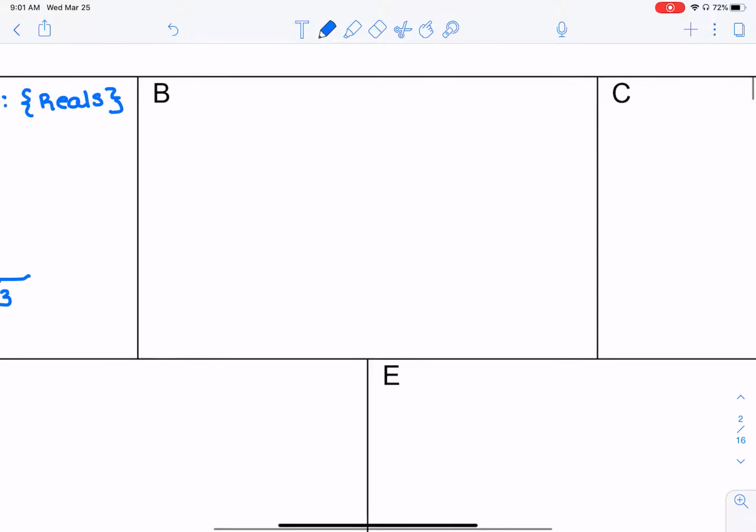Going on to question B. Again, this is page 381. The original problem is 2 minus x is not less than or equal to 1. And this time my domain is going to be the set of integers. Okay, so you may recall that's going to change our graph a little bit when we get to that step.